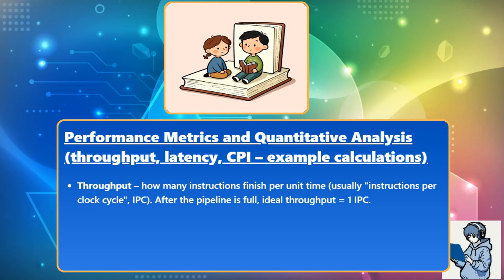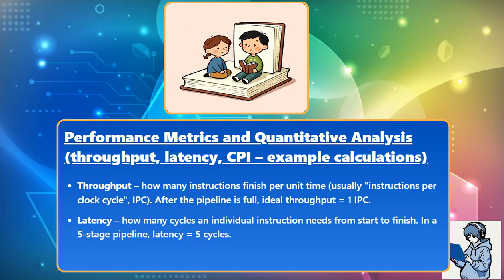Throughput: how many instructions finish per unit time, usually instructions per clock cycle, or IPC. After the pipeline is full, ideal throughput equals 1 IPC. Latency: how many cycles an individual instruction needs from start to finish. In a 5-stage pipeline, latency equals 5 cycles.